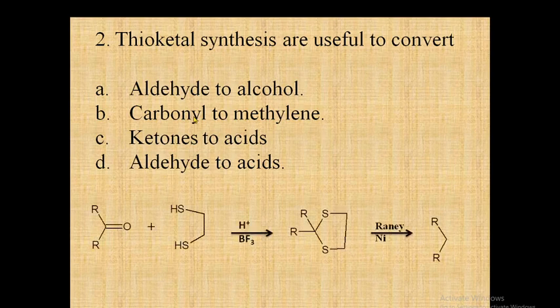Thioketal synthesis involves carbonyl compounds reacting with 1,2-dithiol in the presence of an acidic medium to form this thioketal, and this thioketal is then reduced to alkanes by using Raney nickel. If you see the overall reaction, this carbonyl group is directly converted into a methylene group. So we can easily say the answer is carbonyl to methylene. Always remember that thioketal synthesis is a conversion of carbonyl to methylene.